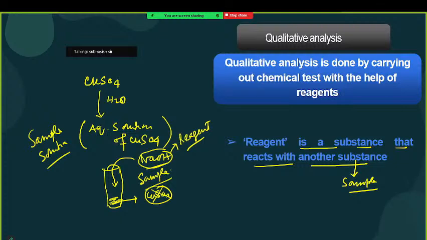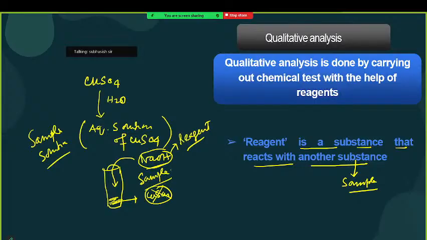Without using a reagent, how would you determine which basic radical or which acid radical a salt contains? That's why the reagent is the most important part of this analysis. So what is a reagent? A reagent is a substance that reacts with the sample and gives some change that can be observed externally, and confirms the nature of the salt, or the acidic and basic part of the salt.